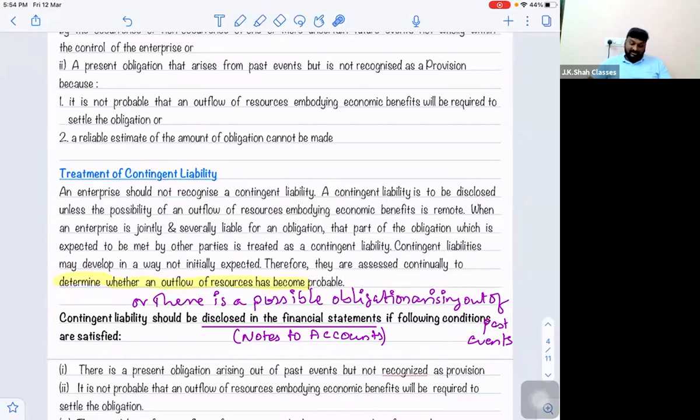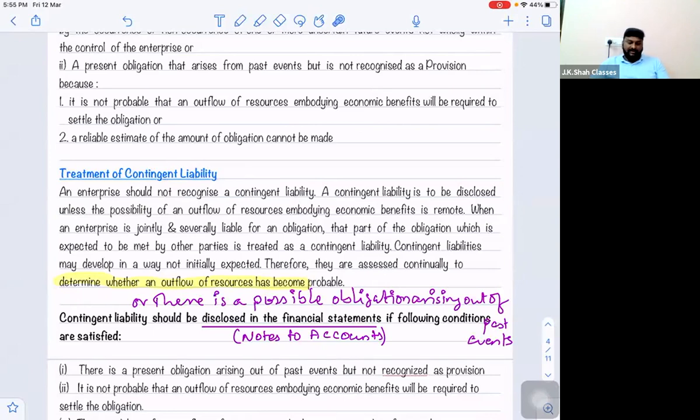So that is why they use the word key. Contingent liabilities may develop in a way not initially expected. So initially we expected that we will win the case. But sir, after a few period of time, first we thought equal chances, and then now the lawyer says, boss, you are going to lose. Therefore, they are assessed continually to determine whether an outflow of resources has become probable or not. Because the day when outflow of resources become probable, then you have to record the provision.